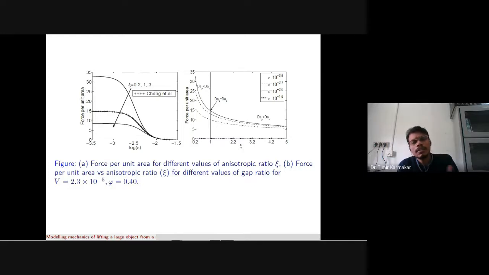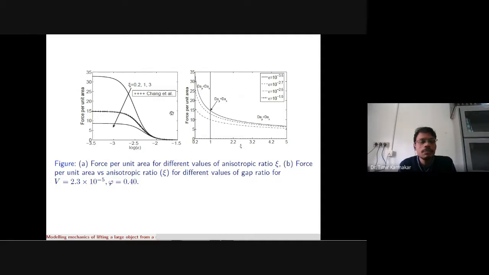And also there are cases when the vertical permeability is larger than the horizontal permeability. So overall, this seabed cannot actually be isotropic. Generally it is anisotropic in nature. As you can see, Xi is the anisotropic ratio, that is the vertical by horizontal. If we increase the anisotropic ratio, or rather the vertical permeability, then we get the force per unit area very less.